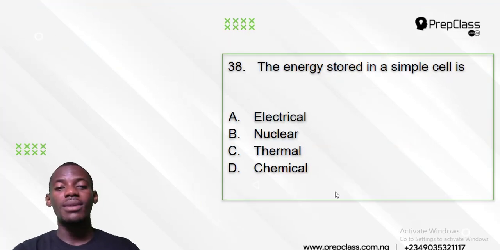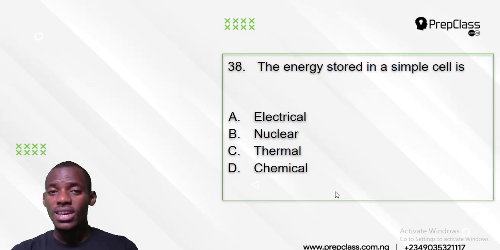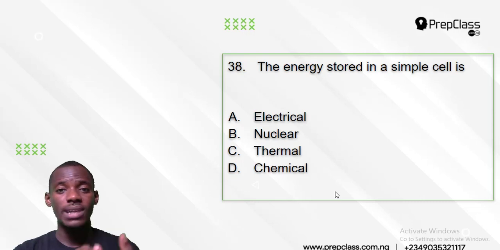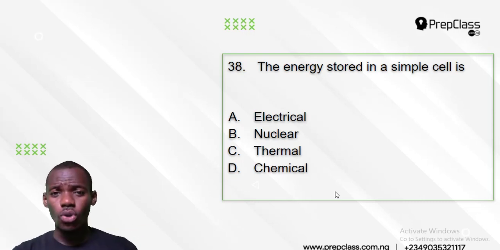D is correct. Number 38 says the energy stored in a simple cell is what? Now if you have a battery, what is the energy in that battery? Is it electrical energy? Now it comes out like electricity, but the energy stored in that battery is what? That simple cell is a battery. The energy in it is stored as what? Is it in electrical form, or nuclear form, or thermal form, or chemical form?